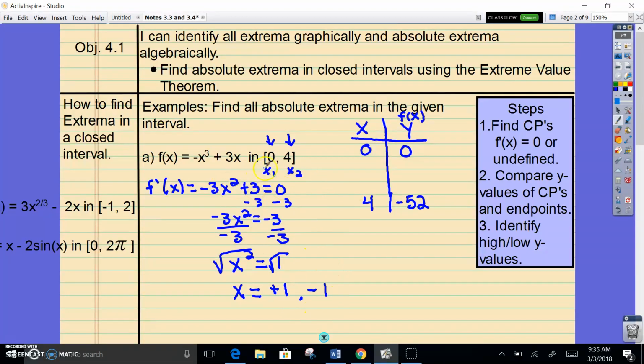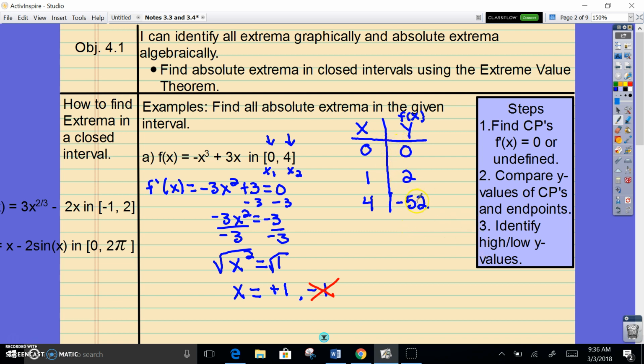Now, my interval only considers 0 to 4. So really, I'm not going to mess with -1. That's basically not important to me because it is a critical point in this graph, but it is not part of my interval. So that means I only really have to check one critical point between 0 and 4, which is 1. And if we plug 1 into our function, we will get -1 plus 3, which of course is 2.